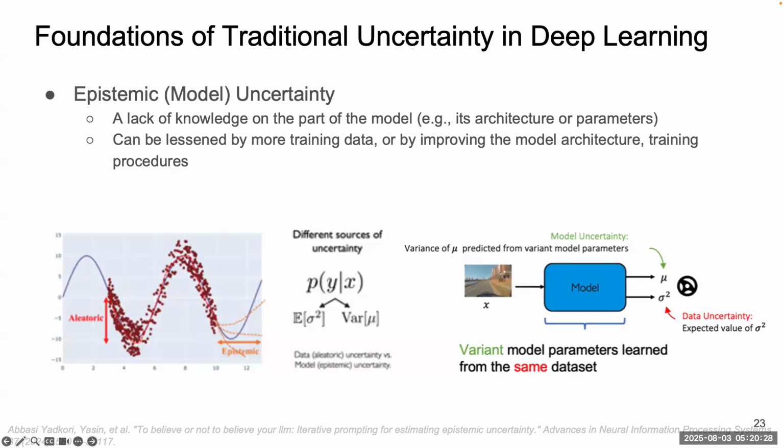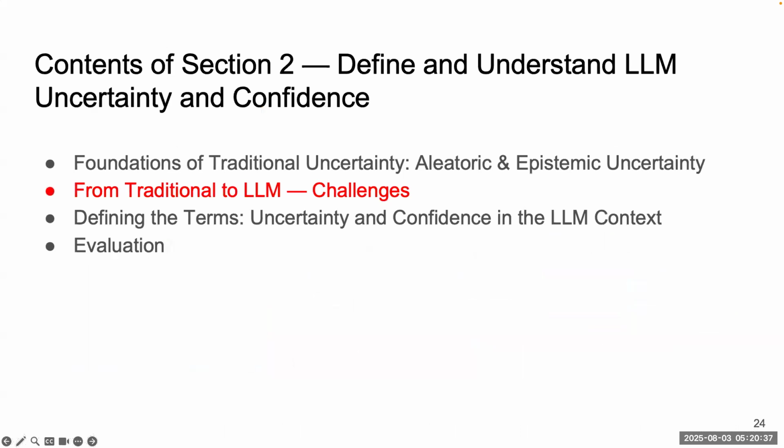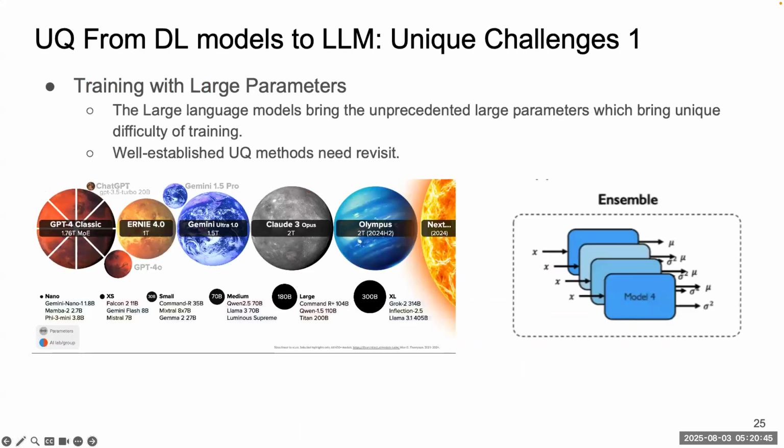All right, and that's the basic view of traditional uncertainty in deep learning models, or machine learning models. Then let's think about how language models are different from traditional predictions or uncertainty quantification for deep learning models. The first thing is that they have a lot of parameters. That's the reason why they're called large language models. And when you have a large number of parameters, estimating the uncertainty becomes costly.